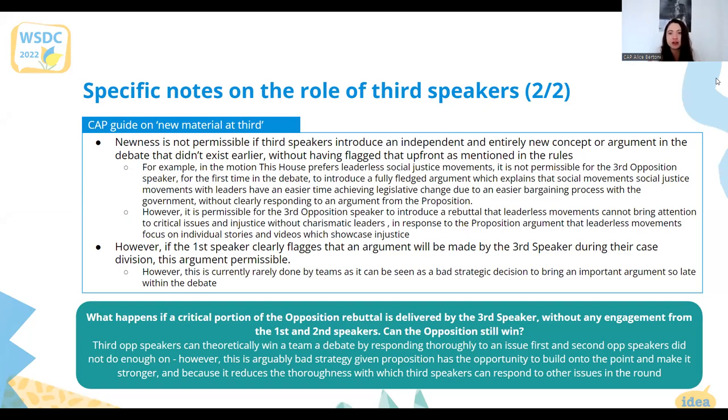If the first speaker, for example, explicitly flags that this material will come, that means teams would have the opportunity to interact with that material before the third speaker came, because they knew that this material would exist.